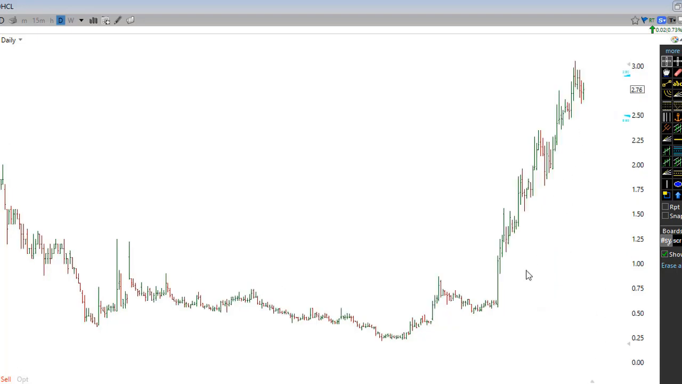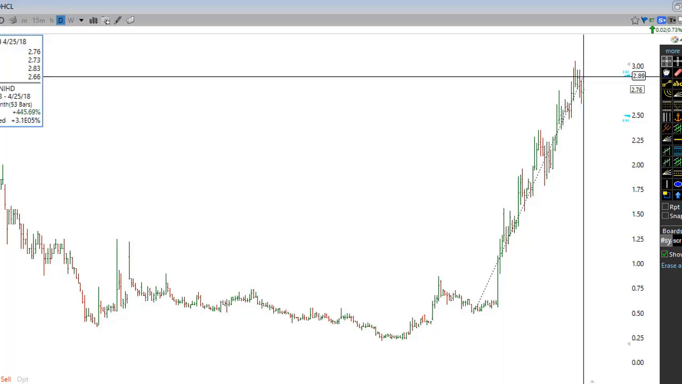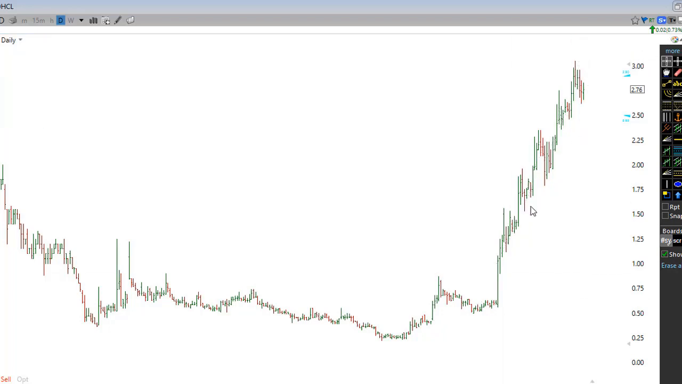All right, and now from basically where this move started, from there to there, we've had, what is that? That's now 2.5 months of good, solid upward movement. Let me show you another example.